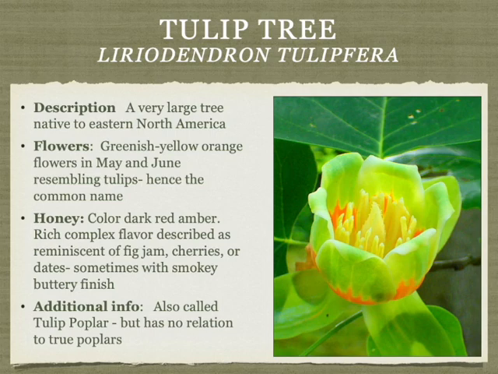Tulip tree. It's a very large tree, one of the largest trees in the eastern North American woodlands. When I was a young beekeeper out east, my bees certainly made some of this honey. The color is dark, red amber, rich, complex, dark fruit, cherries, sometimes with a smoky or buttery finish. Another common name is tulip poplar, but it does not have any relationship with the true poplars, the cottonwoods, the aspen, and other poplars.